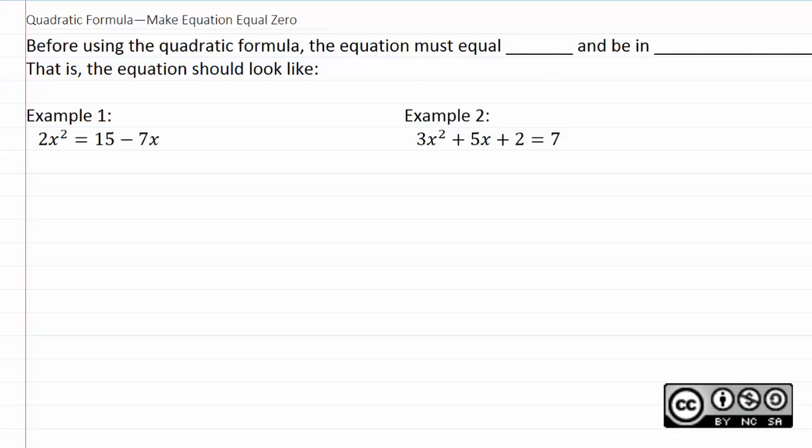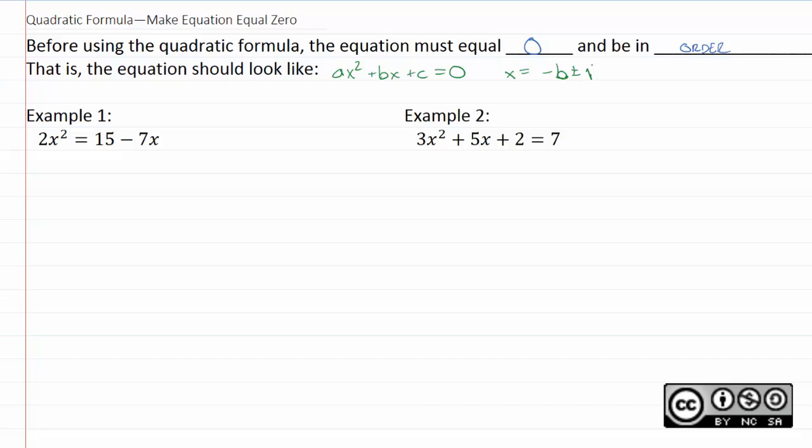As with factoring, the quadratic formula won't really do what we want it to do until we clear out one side. So remember, before using the quadratic formula, the equation must equal 0, and it must be in order. Your goal is to get an equation that looks like ax squared plus bx plus c equals 0, because the quadratic formula comes directly from that a, b, and c.